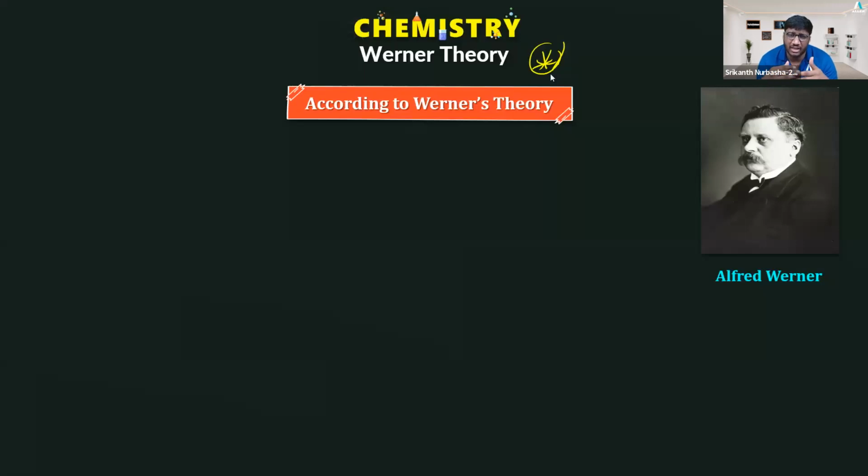Of course, these 3 theories have some drawbacks also. We still have advanced theories which are not in our syllabus, but we have to study 3 theories at minimum. What are those 3 theories? Werner's theory, valence bond theory, and crystal field theory.